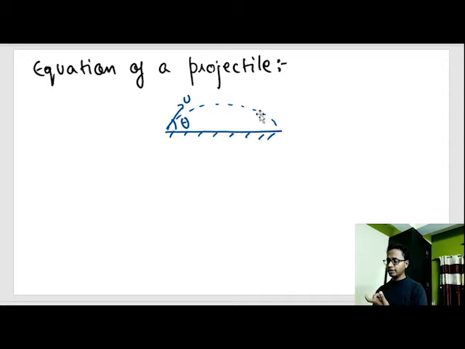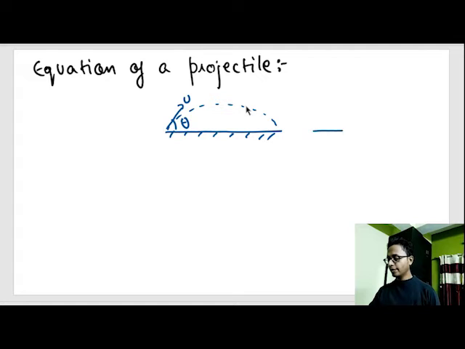I want to say, suppose I have a projectile and x is this much distance from the starting point. What is the value of y? Find me the value of y. To solve this kind of problem, the equation of projectile was introduced. So how do we do that?